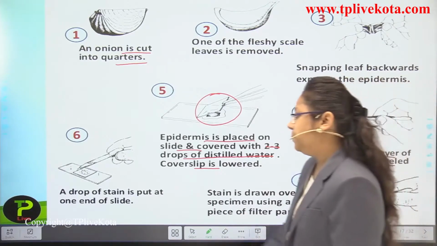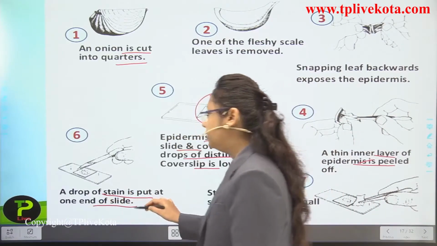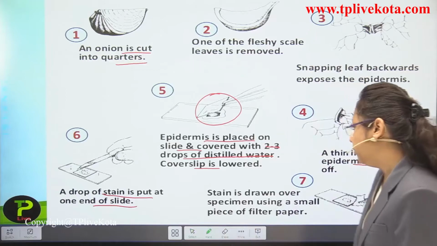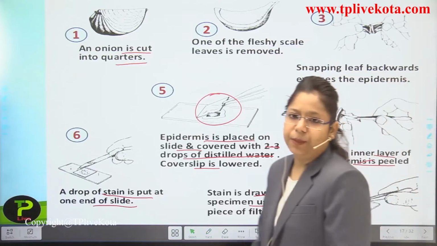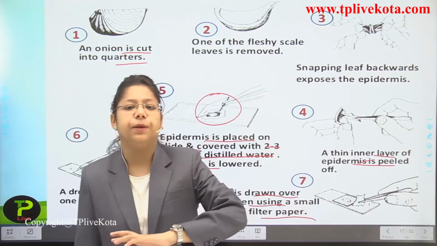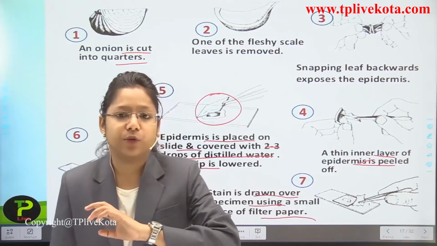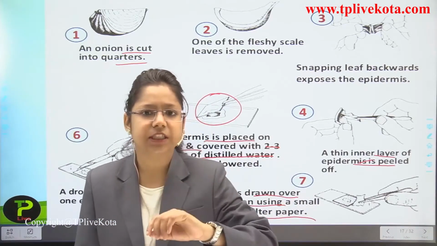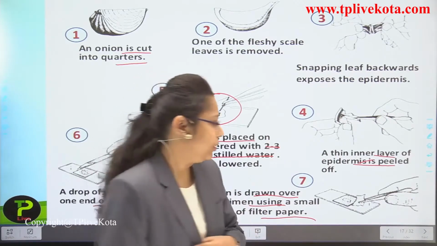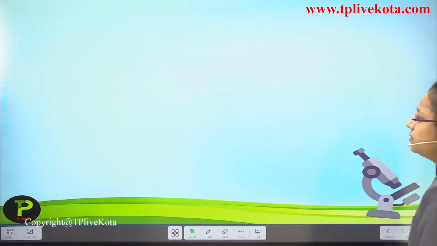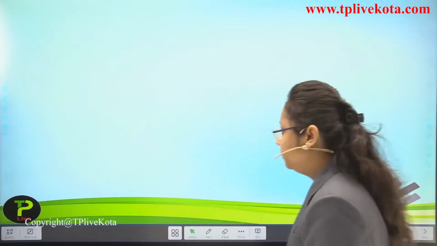Now the sixth step, a drop of stain is put at one end of the slide, and in the last part the stain is drawn over the specimen using a small piece of filter paper. You can use filter paper here, and blotting paper can also be used to remove the extra water present over the slide. So the slide will become dry and clean. Now you have understood all about how a microscopic slide is made, what its procedure is, and what basic components we use to make it.